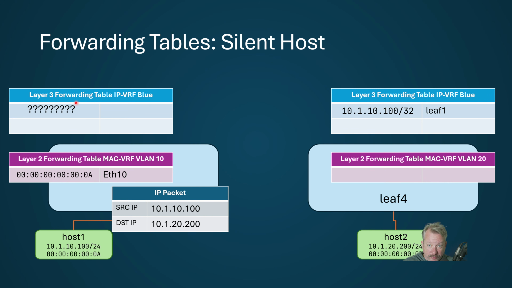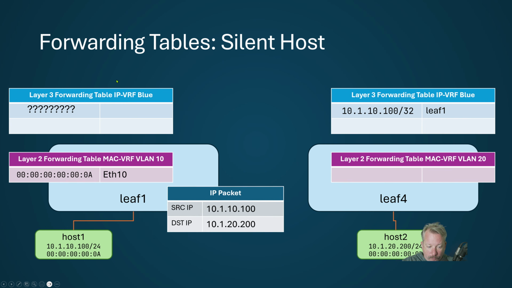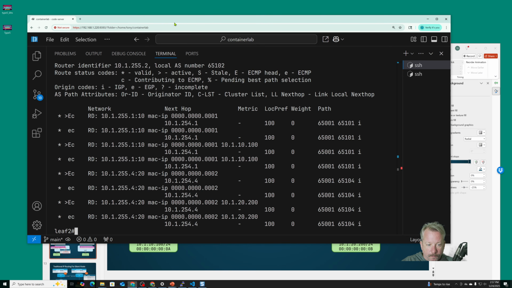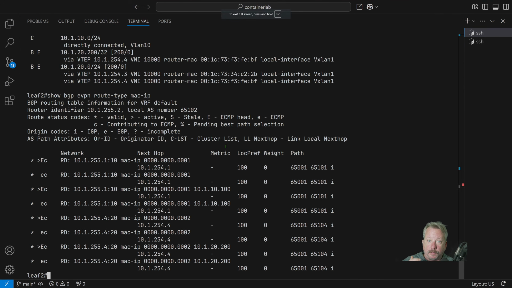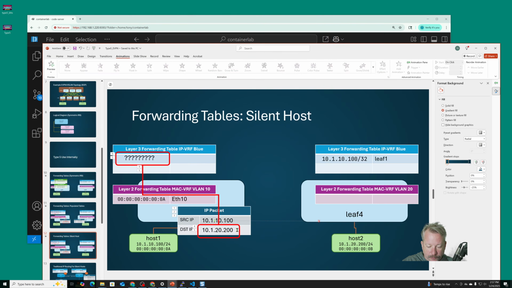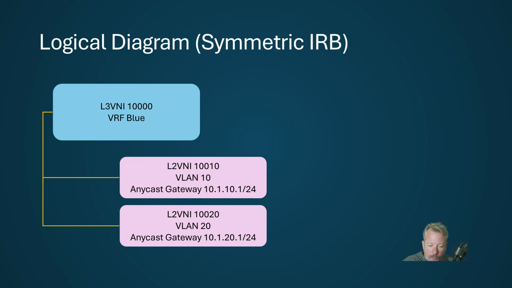So let's disable type 5 routes. There's a little trick here that we can use to disable the advertisements of type 5 routes. Well, you know what? Let's go back. Let's go to the next section here. I'll tell you how it normally happens.